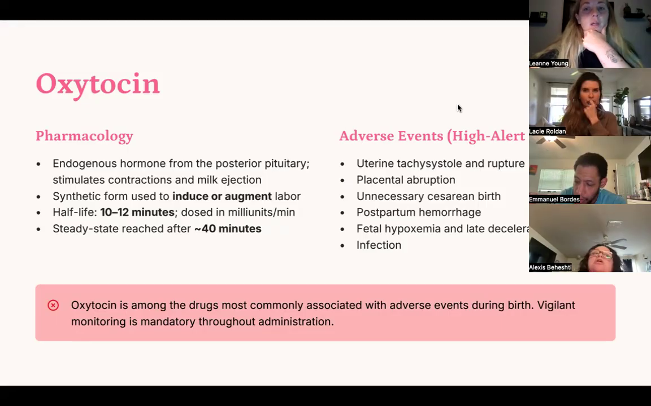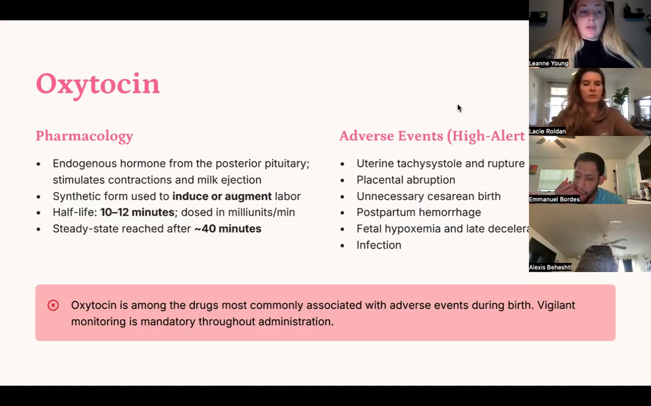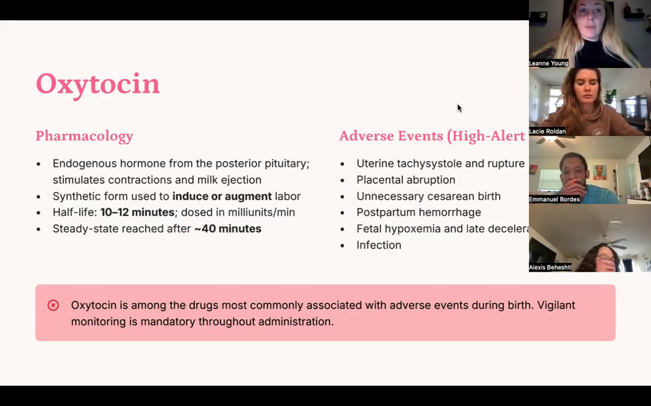We also can see infection with this, and that is just because of our standard labor patterns and labor process. Oxytocin is among the drugs most commonly associated with adverse events during birth, so we need to make sure we're monitoring this very closely throughout administration. Oxytocin is also a high risk medication, so whenever you're starting this in the labor and postpartum period, you have to have another nurse at the bedside signing off with you to check your pump and make sure you're running everything correctly.